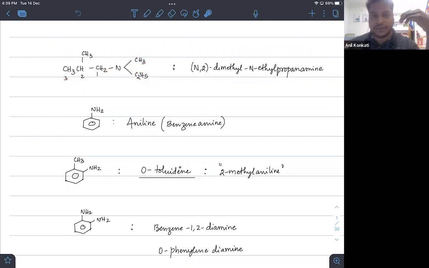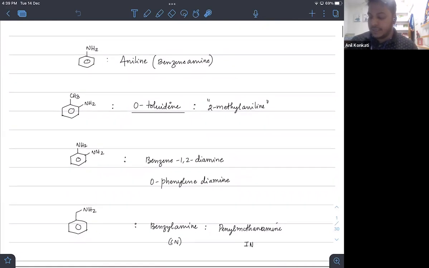Here you can see there is CH3, C2H5 and here there is propane. So always look out for the longest chain. So we will get N-methyl and N-ethyl also, correct? So we can write this as N-methyl and 2-methyl, N-2 dimethyl, and at the N position we have ethyl. So propanamine. So this is one way of writing.